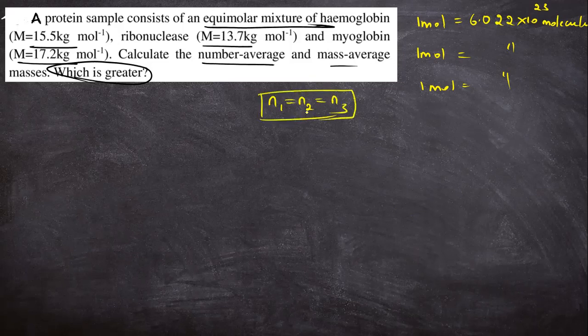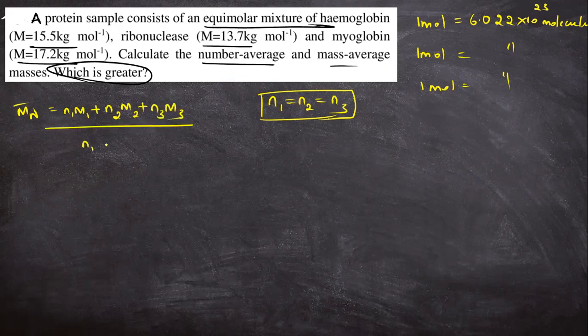Even if they give you an equimolar mixture, or an equal number of molecules, the thing we need to consider is N1 equals N2 equals N3. So let's start with the formula again. We know the number average molecular weight formula is N1 M1 plus N2 M2 plus N3 M3, divided by N1 plus N2 plus N3, since there are 3 compounds.